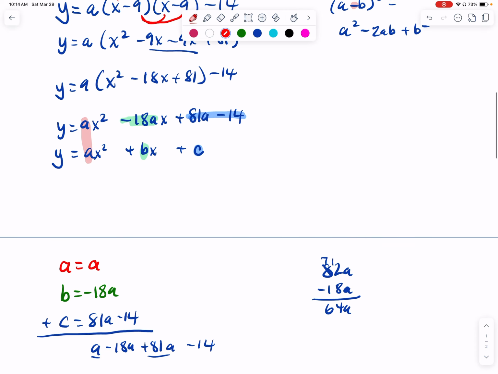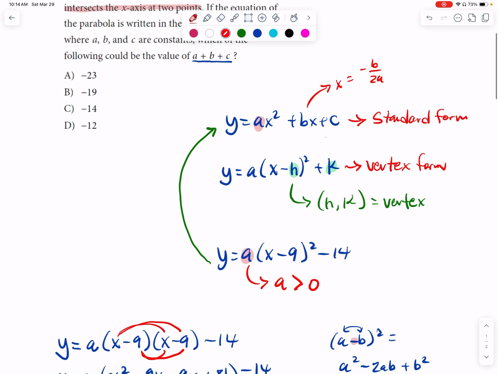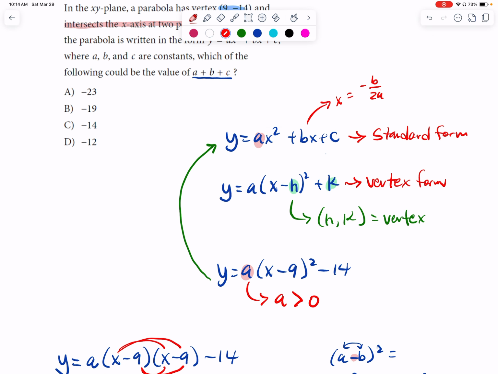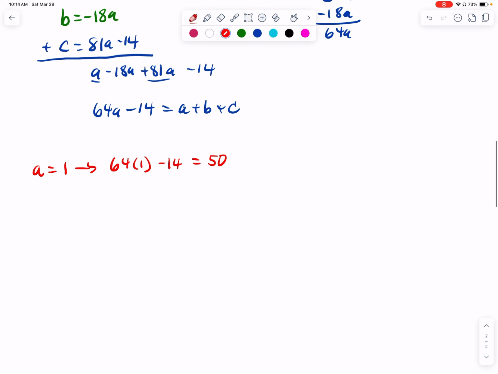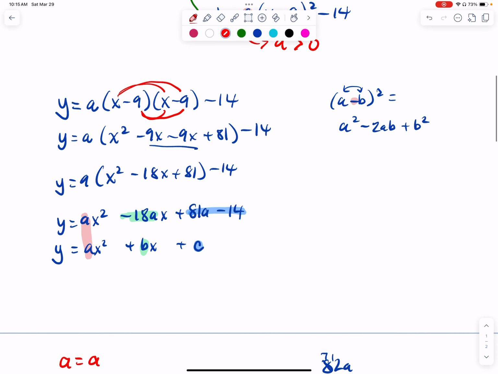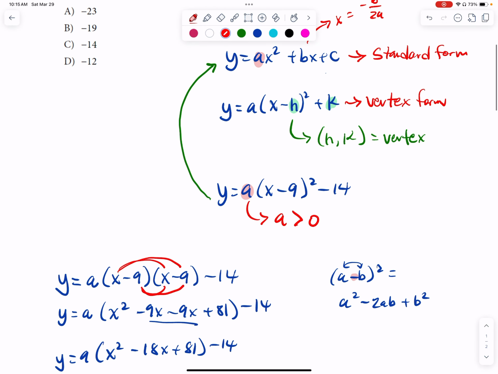Now I think 50 is a problem. The reason why 50 is a problem is that all of our answers are negative numbers. Nothing's anywhere close. Okay, so then who knows? Maybe you try something like a is equal to 0. Make it even smaller. So 64 times 0 minus 14 is equal to negative 14. Ooh, that's an answer choice. Is this possible? Can I choose answer choice C?